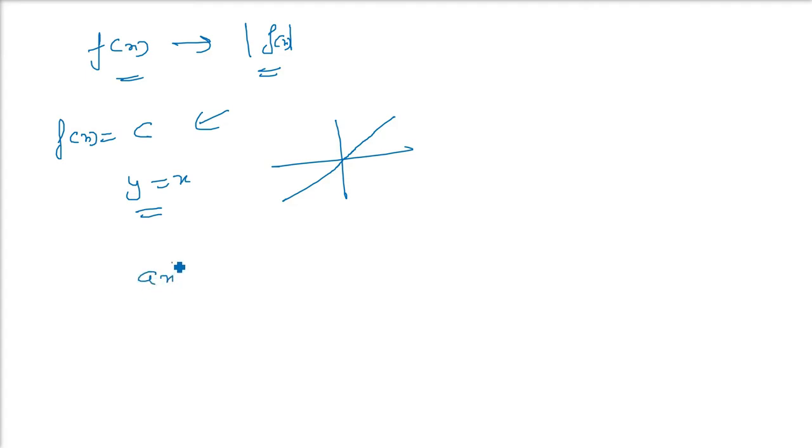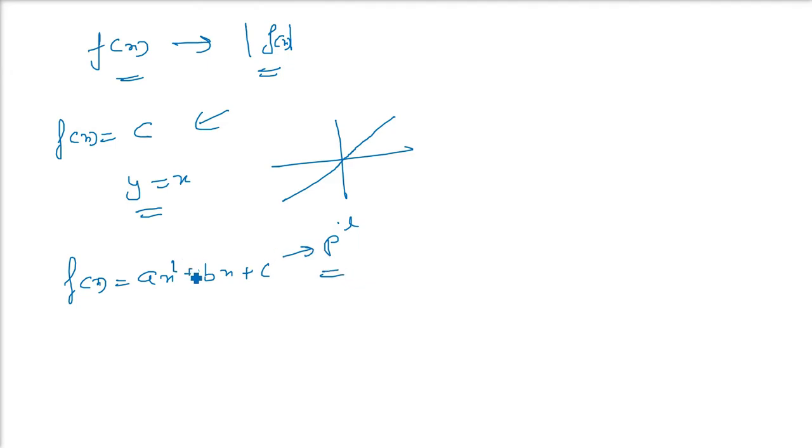Along with this, we have, say, ax square plus bx plus c. So this is a polynomial. So a polynomial function is also continuous everywhere. So it can be a one order, two order, or multiple order function.